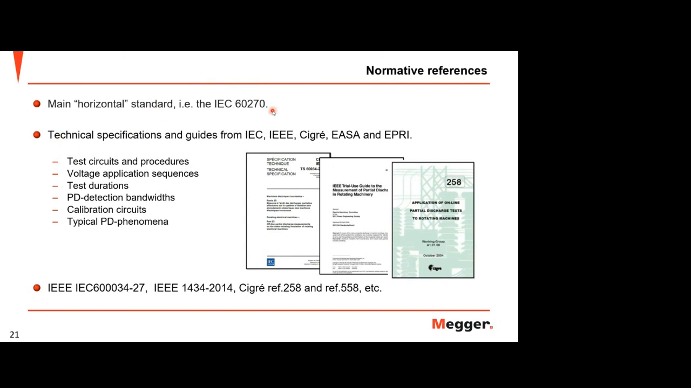In this standard, there is some information like the test circuit, calibration circuit, how to do testing, or what types of PD on rotating machines and in general applications. And like the other standards, technical specifications and guides from IEC, IEEE, CIGRE, EPRI also can give you information about the test circuit, procedure, voltage, application sequences, test duration, bandwidth to detect PD, calibration circuit, how the circuit is used to do calibration, and also the important thing, typical PD phenomena.